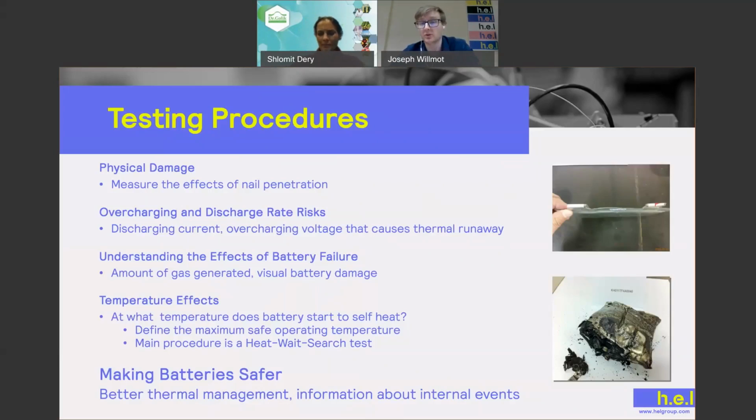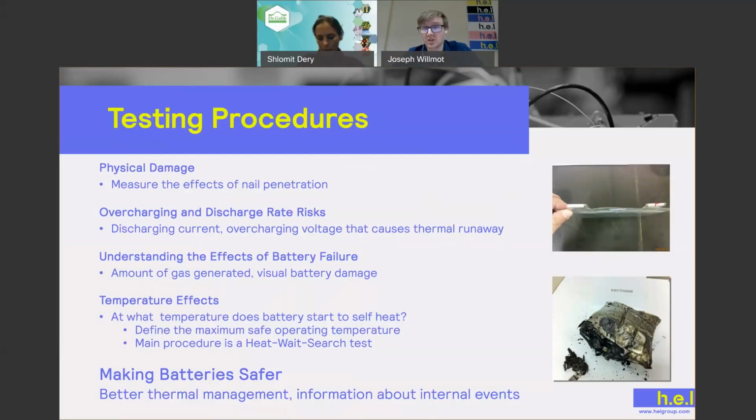And essentially all that this goes towards is understanding how the cell failed, why the cell failed, and how we could mitigate that. How can we improve the cell design to ensure that that failure doesn't happen again? We've then also got the temperature effects, to understand at what temperature the battery starts to self-heat, which will obviously define the maximum safe working temperature of the battery or cell.